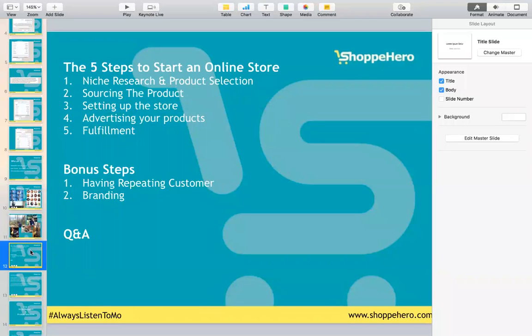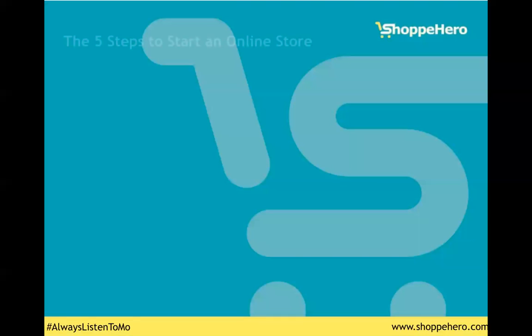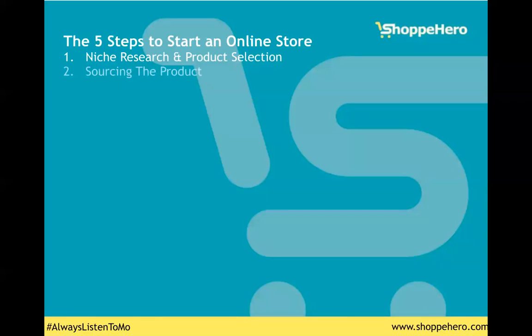So this is our model today, and this is what we will be talking about. The 5 steps to start the online store. Step number 1 is niche research and product selection. And here we will talk about how to choose your market and how to select your product to sell. Step number 2 is sourcing your product. So after you choose your market and choose the product, you need to source it. And here, don't be afraid. You won't be investing any money into stock. We will talk about that when we get there.